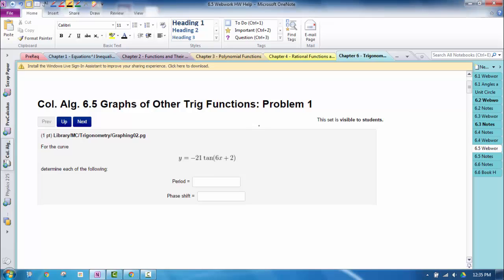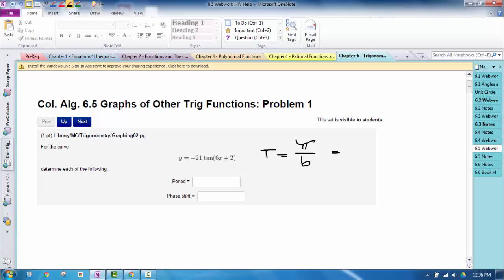Okay, this is 6.5 homework help. The first problem gives us a tangent function. It just asks us for the period and the phase shift. So we learned that the tangent function has a period of pi over b. So just like sine and cosine had 2 pi over b, the tangent is pi over b.